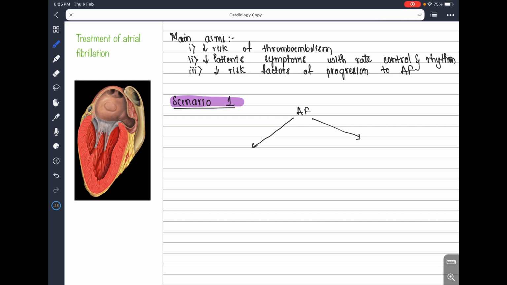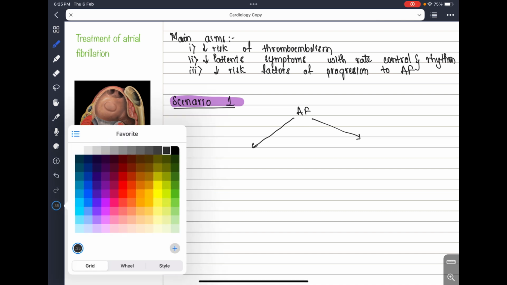Now you got an ECG done of the patient. In the ECG, what did you find? There were irregular RR intervals with absent P waves and presence of F waves. Now you know that this patient has atrial fibrillation. So now how do you proceed with this patient? Treatment of atrial fibrillation has mainly three things.